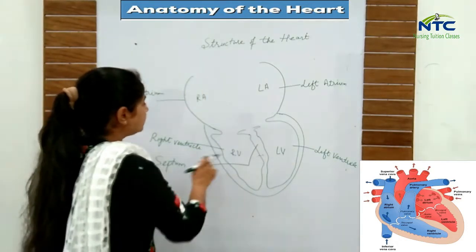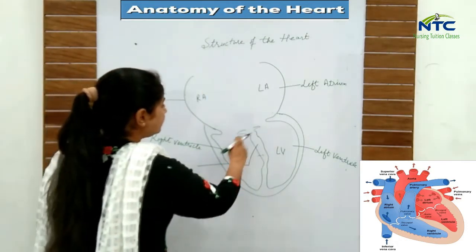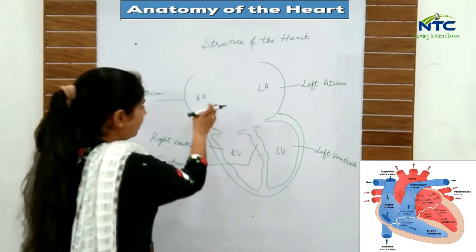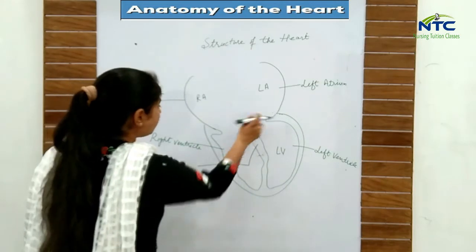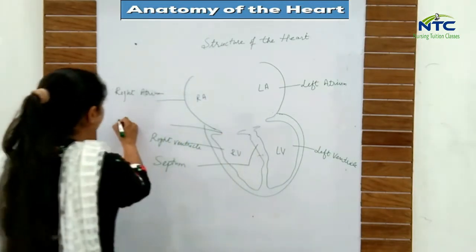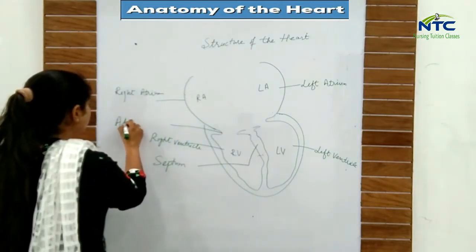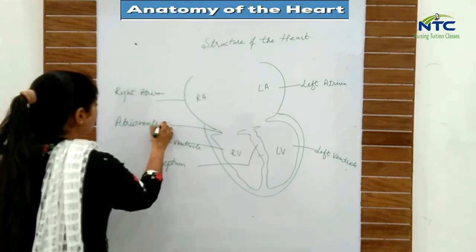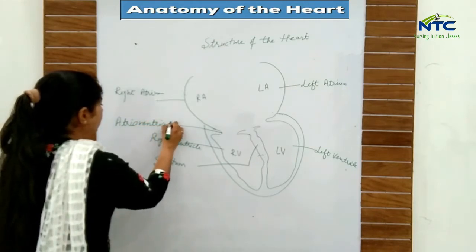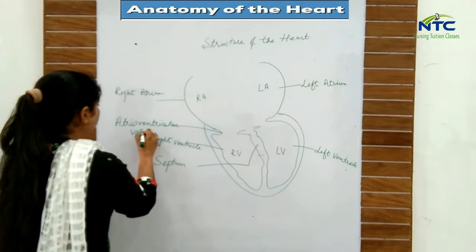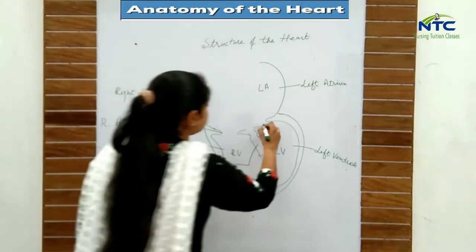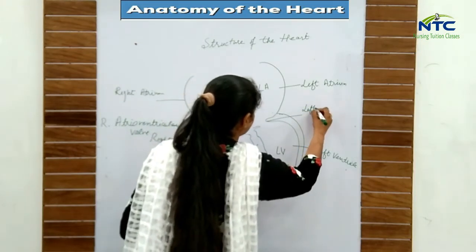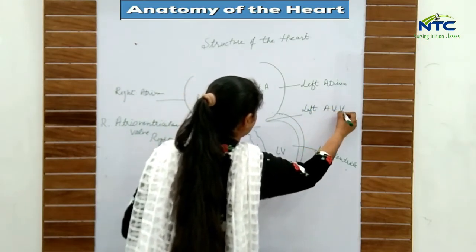There are 4 chambers in the heart and the sides are divided by this septum, and each side is again divided by the atrioventricular valve. These are the atrioventricular valves. This is towards the right side and this is the left atrioventricular valve.